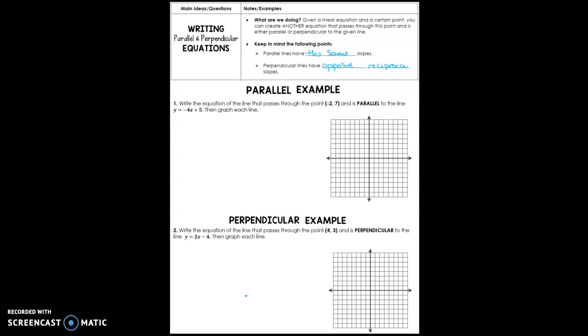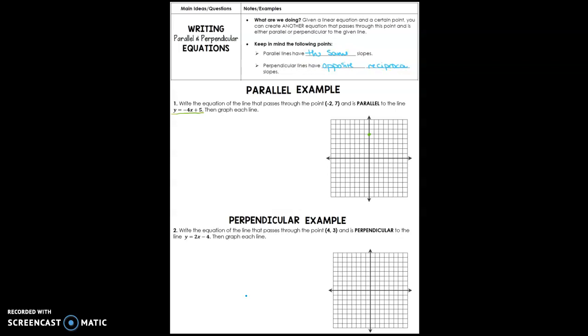So for the first one, we want to find a line that is parallel to y equals negative 4x plus 5. So we're going to graph each line to begin with as well. So let's start by graphing that, y equals negative 4x plus 5. And so we're going to go ahead and graph this in green.